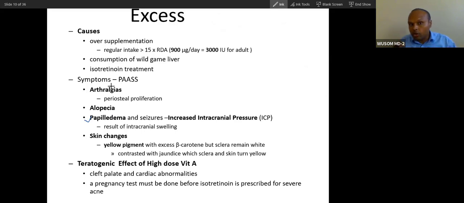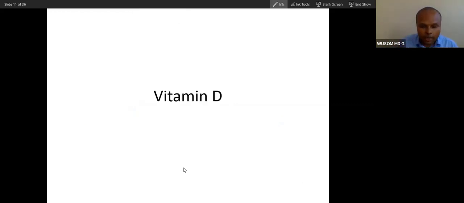Chronic toxicity of vitamin A can lead to hair fall, alopecia, and pain in joints. Acute poisoning can cause raised intracranial pressure. So remember, excess vitamin A will cause high intracranial pressure. Vitamin A in the form of retinoic acid can cause teratogenic effects. If it is very high, it can affect embryogenesis. You know why? Because retinoic acid is a hormone.